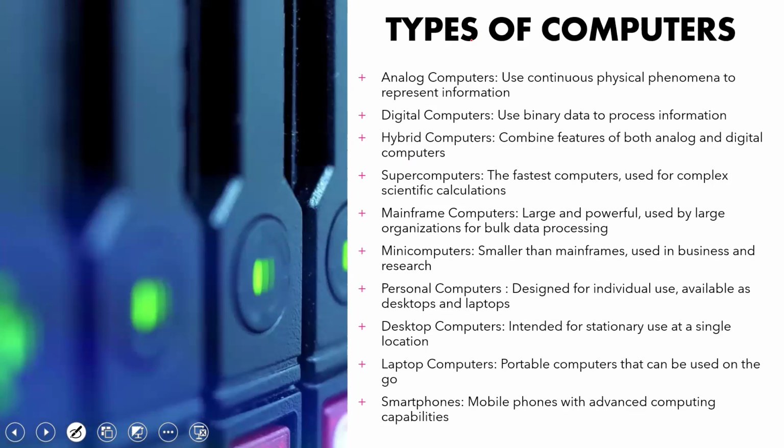How about the types of computers? We have what we call the analog computers. The analog computers use continuous physical phenomenon to represent information. And when we say analog computer, we are talking about how the data is processed and displayed.